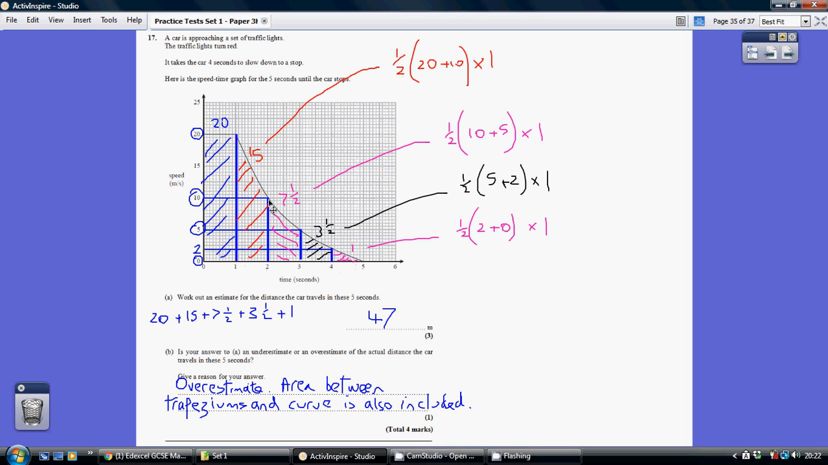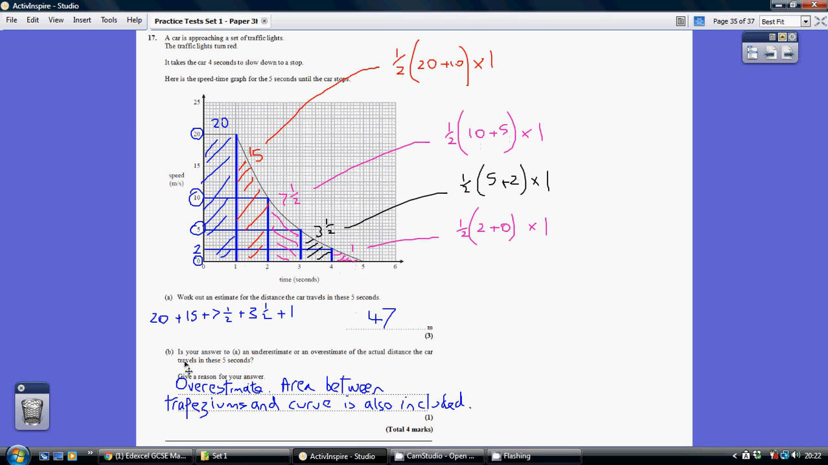For this second trapezium, we've got sides of 10 and 5. So we average those two, in other words add them together and halve them, and times that by the height, which is 1. And similarly here, we've got sides of 5 and 2. We average those by adding them together and halving, and timesing by the 1. So my three areas of the trapezia are that, that, and that. We add all of those areas together, and we get 47.